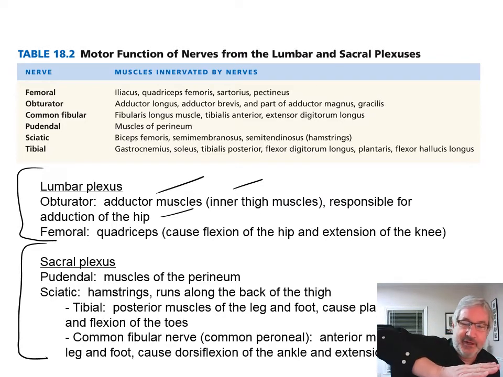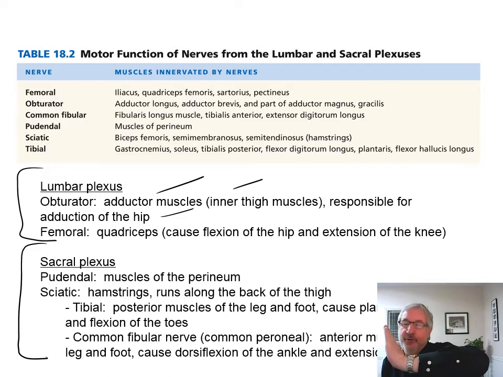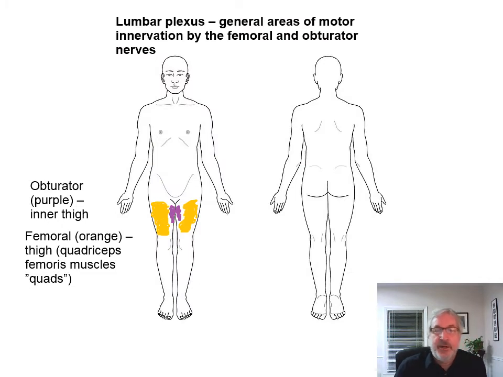The fibular nerve is going to help you do dorsiflexion of the foot. Okay, because the muscles on the front are going to pull your toes up, and the calf muscles of the back are going to pull your toes down. Okay, next slide.